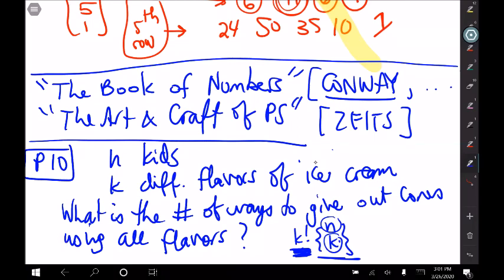Aha. Okay, so now my second question. So if I were asking you a general question, if there are n kids and k flavors, how many ways can the kids choose the flavors? N kids, k flavors. How many ways can the kids, without any restriction, choose the flavors? N kids, k flavors.